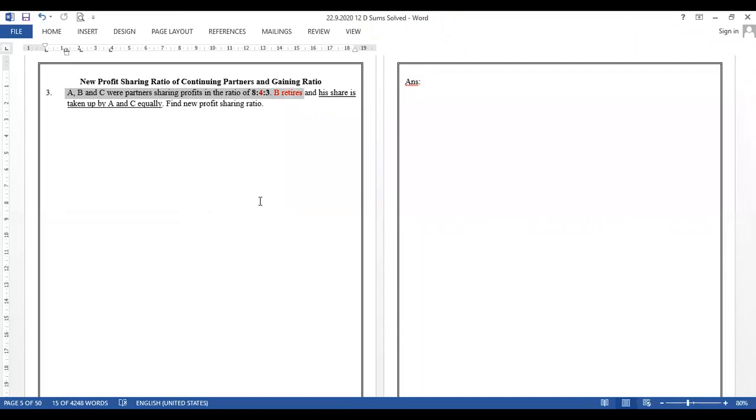Suppose this was the only question, what would happen? 8:4:3 is there. B retires. So B's share has to be removed. That's all, because there is no other information. That is what is there in sum number 1 and 2. So that's why I have not selected them.